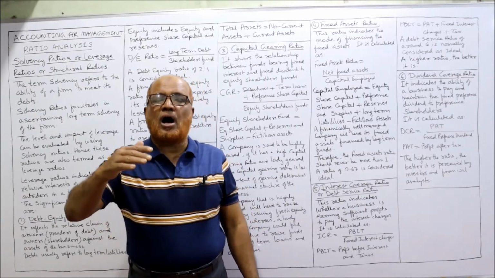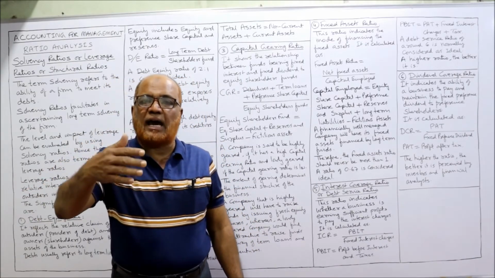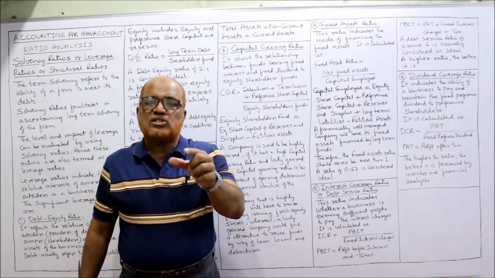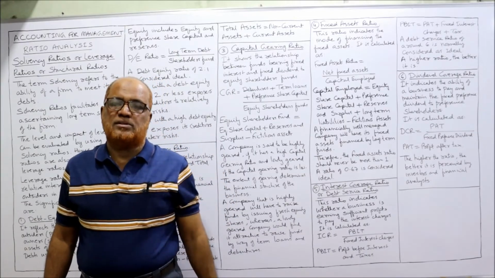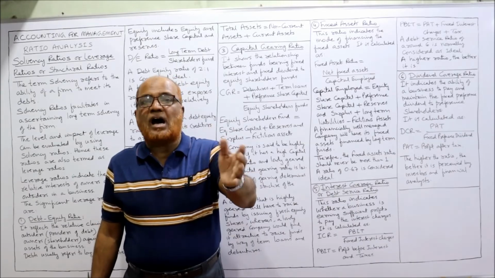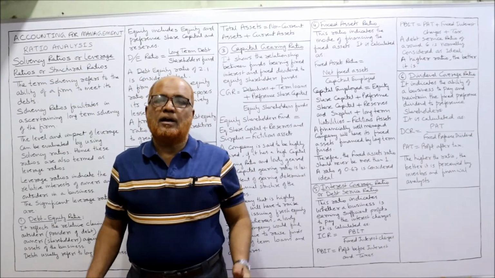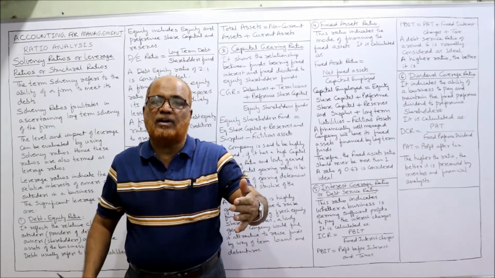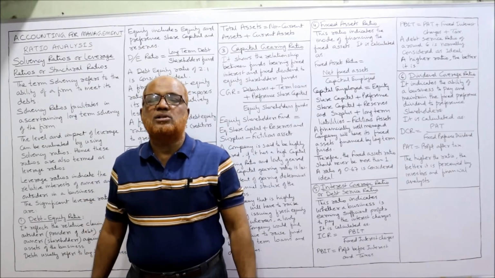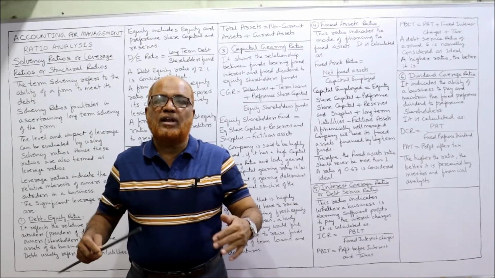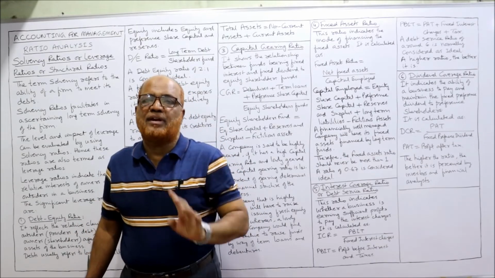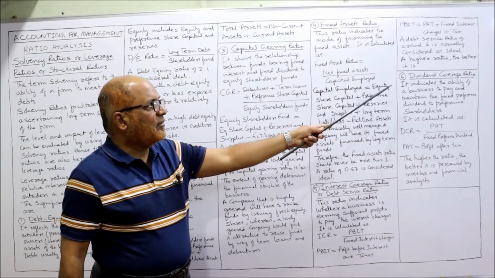Dividend coverage ratio shows how many times the profit after tax is of fixed preference dividend. Example, the fixed preference dividend is 10,000 rupees, whereas the profit after tax is 1 lakh. The company has earned profit after tax 1 lakh. So 1 lakh divided by 10,000, you will get 10 times. So dividend coverage ratio is 10 times. That means the profit is 10 times of preference dividend. That is dividend coverage ratio.